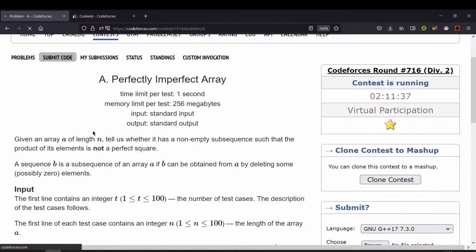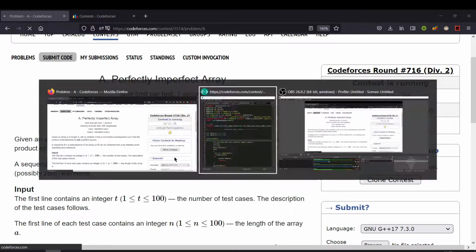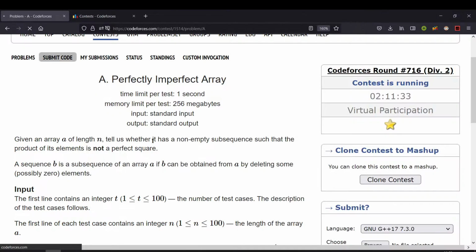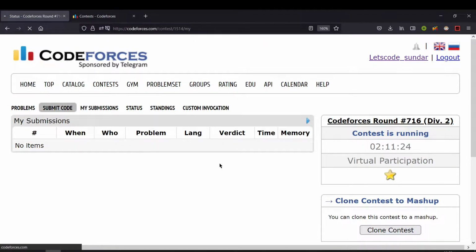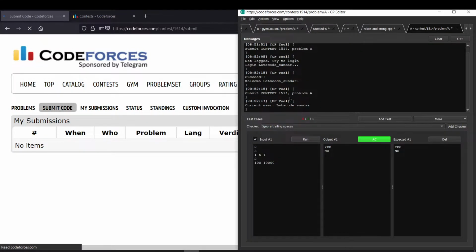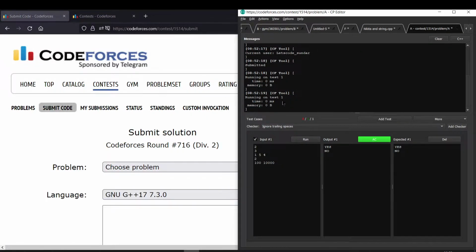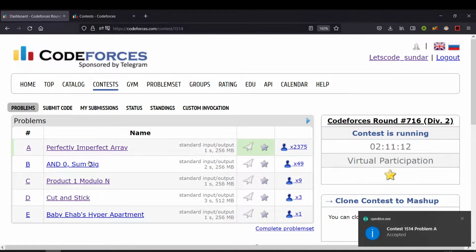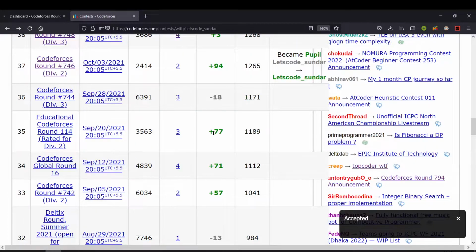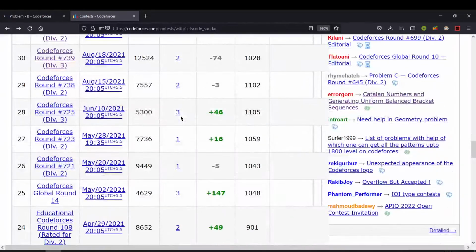I don't know why the website is so slow as of now. Did I make a submission or not? Okay, I have already made a submission over here. And okay, let's accept it. Okay, I was able to solve this question, which I wasn't able to solve back then. I don't know why I messed up over here. This is a simple question.